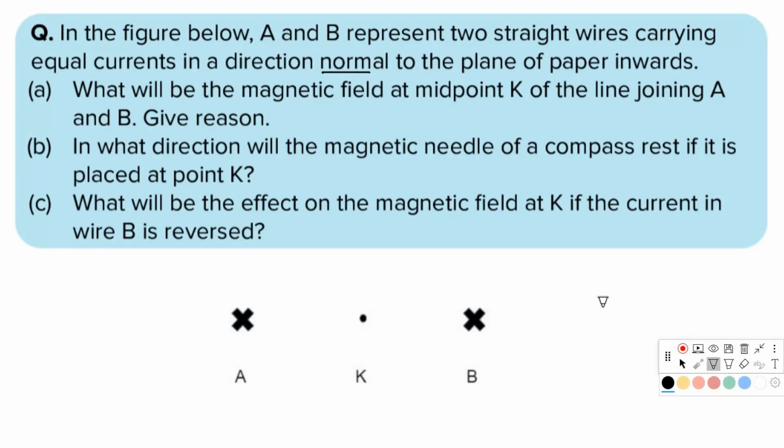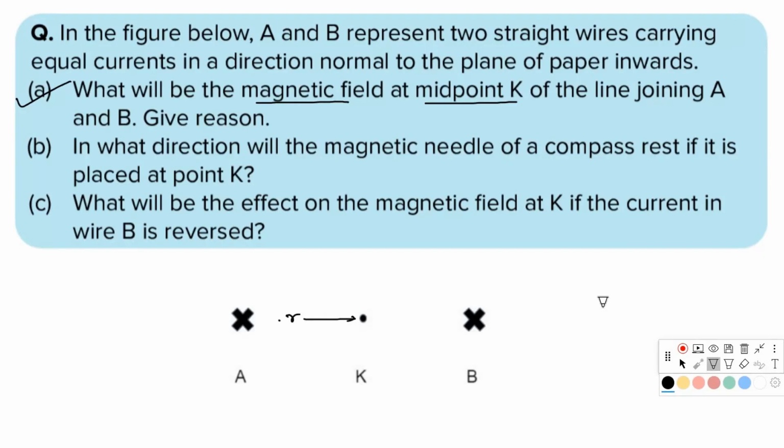So what is the summary? It is told that at points A and B, there are two straight current carrying conductors which contain equal amount of current, and current is flowing from outside to inside the plane of the paper. Then we are told the first question: what will be the magnetic field at midpoint K? K is at the same distance from both.